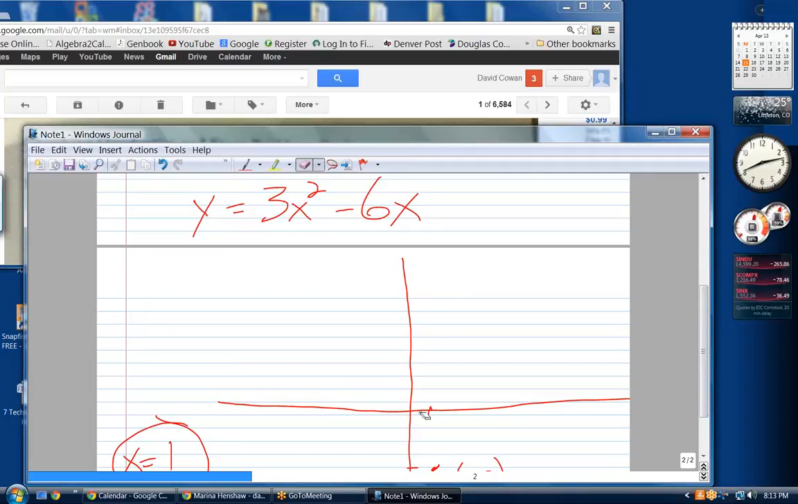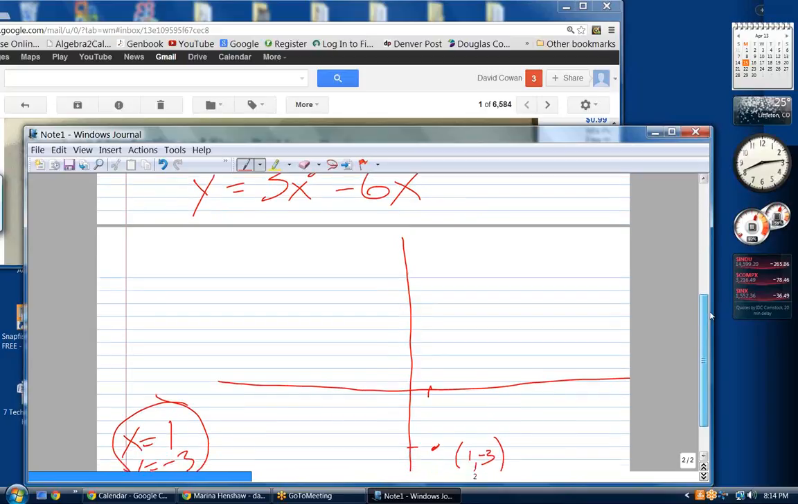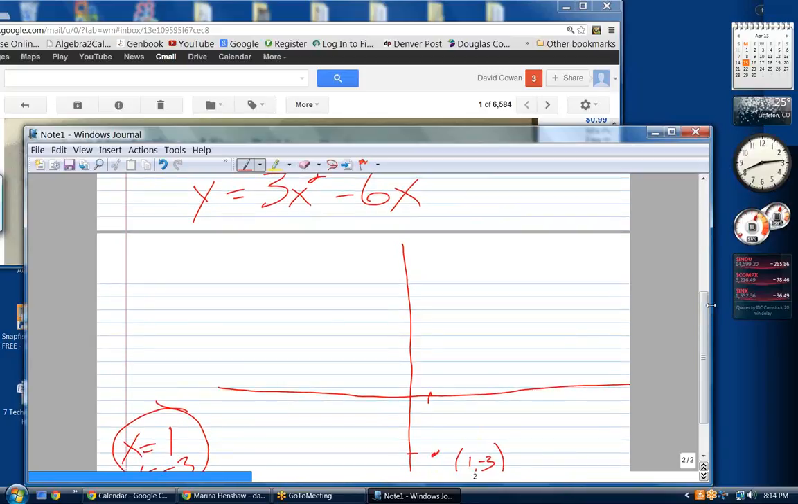In other words, this parabola, where does it cross the y-axis? And how do I figure it out? Substituting x as 0. Good. What is y when x is 0? Zero. Right. So the point (0, 0) has to be on my parabola.